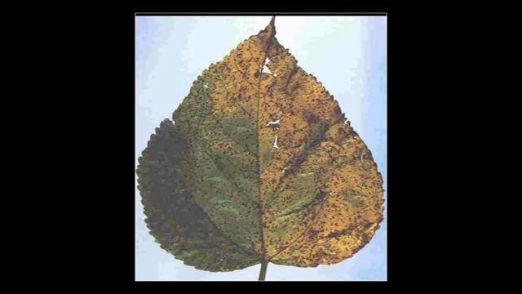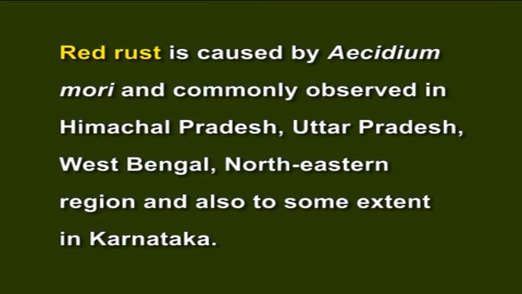It is an obligate parasite and starts progressing 45 to 50 days after pruning. The mature leaves are more prone to the disease, and 10 to 15% crop loss is estimated annually. Red rust is caused by Ascidium mori and commonly observed in Himachal Pradesh, Uttar Pradesh, West Bengal, northeastern region, and also to some extent in Karnataka.